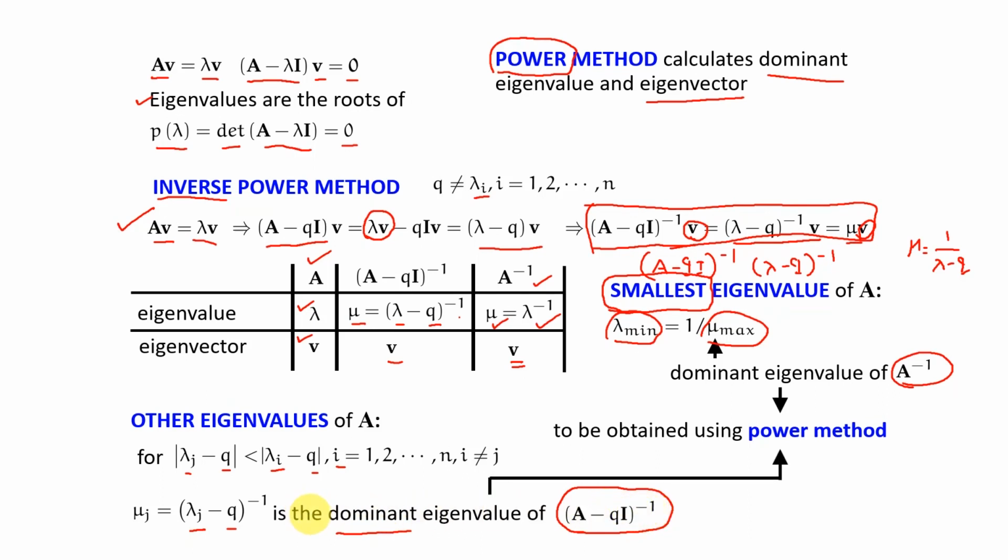Now, because this is the dominant eigenvalue we are talking about, we can use once again the power method to find this mu j, since mu j is the dominant eigenvalue. Once we know mu j, it's very easy to find the corresponding lambda j, which means I have to select Q close to lambda j, and then I use the power method and I find lambda j just like this. Similarly, selecting Q closer to other eigenvalues, I can one by one find all the eigenvalues of matrix A.